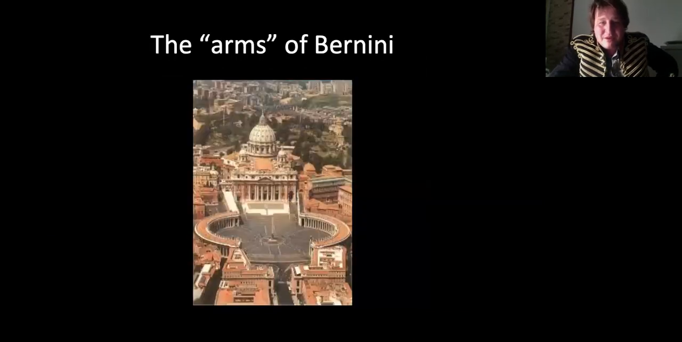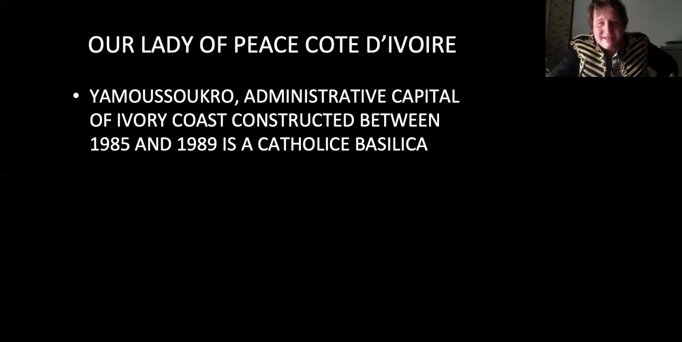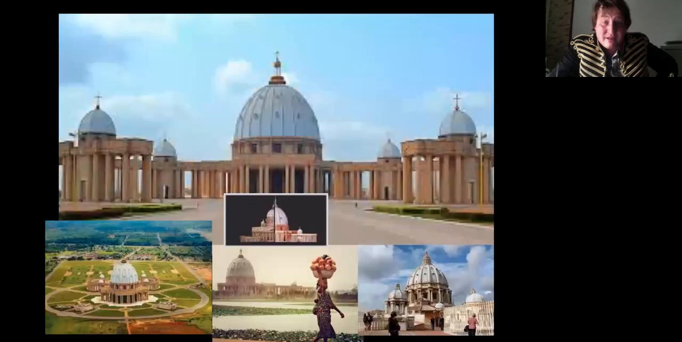And I just wanted to show you this one in St. Petersburg. So here's the grand approach to Rome. And then this is America. They're doing it in America. And then this particular church I wanted to mention, Our Lady of Peace in Côte d'Ivoire. This is at Yamoussoukro, administrative capital of Ivory Coast. And look what they've done. They've built a larger St. Peter's.